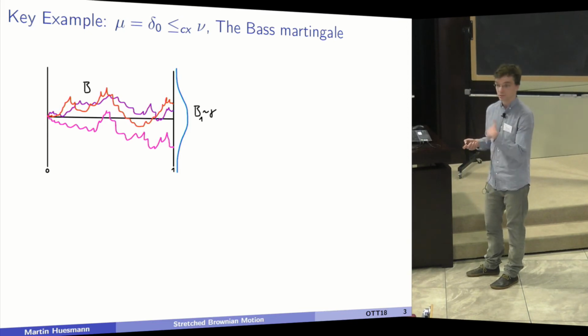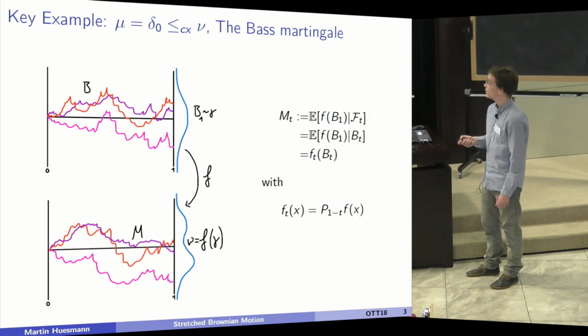So you can just take an increasing map f, so a gradient of a convex function, push this Gaussian to nu. So this is what this map is doing here. And now you define a martingale by just taking the conditional expectation of f of a Brownian motion at time 1 with respect to a Brownian filtration Ft. So essentially, by definition, this is a martingale.